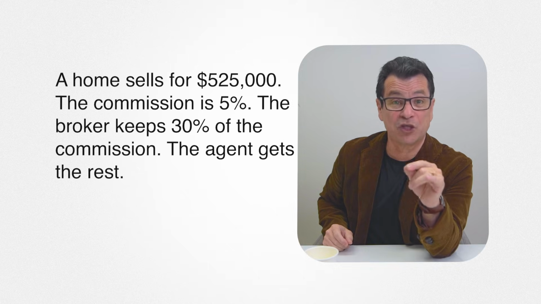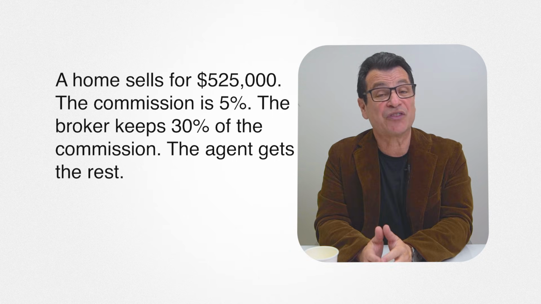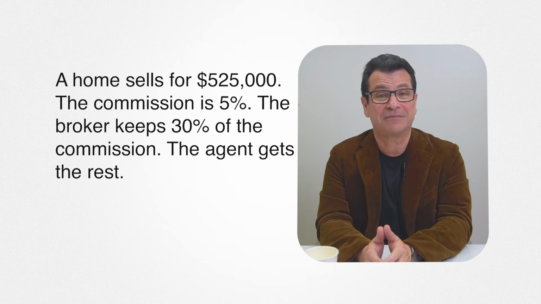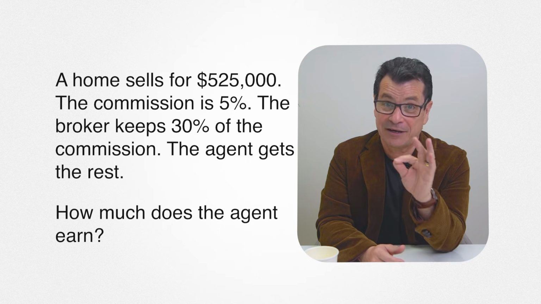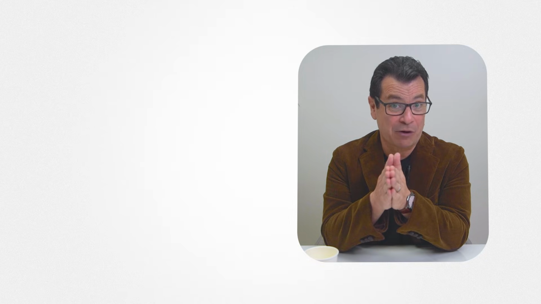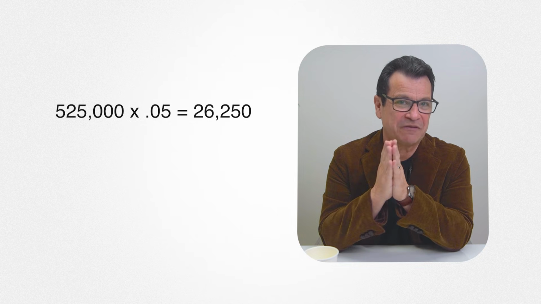Problem number 5. This will be on commission splits. Here it is. A home sells for $525,000. The commission is 5%. The broker keeps 30% of the commission. The agent gets the rest. How much does the agent earn? All right, here we go. Step 1. Remember that the commission is a percent of the sale price. So total commission will equal $525,000 times 5%. How do we write 5%? Times 0.05. That equals $26,250.